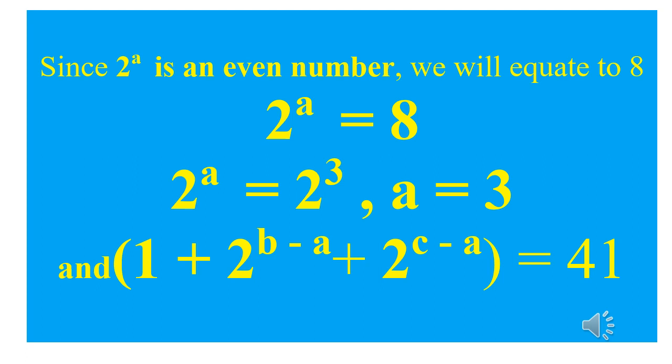Now from the other equation, where we have open bracket 1 plus 2^(b-a) plus 2^(c-a), close bracket, we equate it to 41, the second value of 328. We have equated 8 to 2^a, then we take 41, equate it to 1 plus 2^(b-a) plus 2^(c-a).